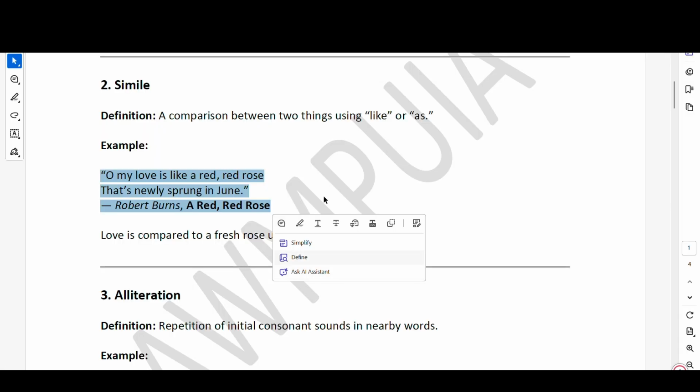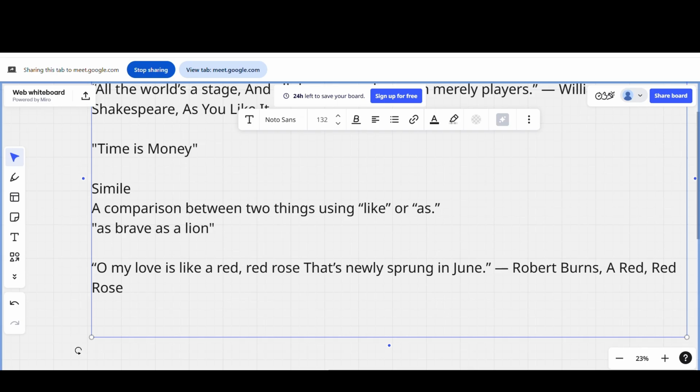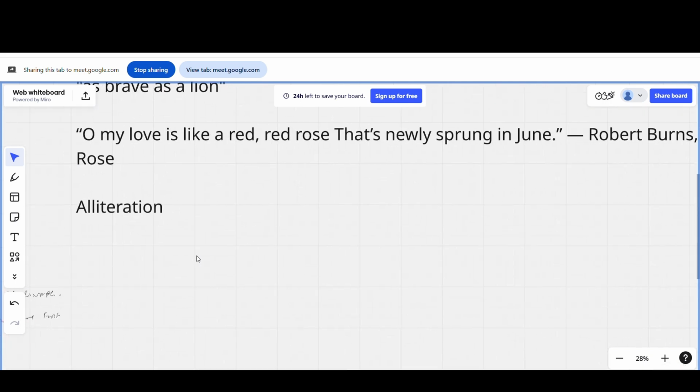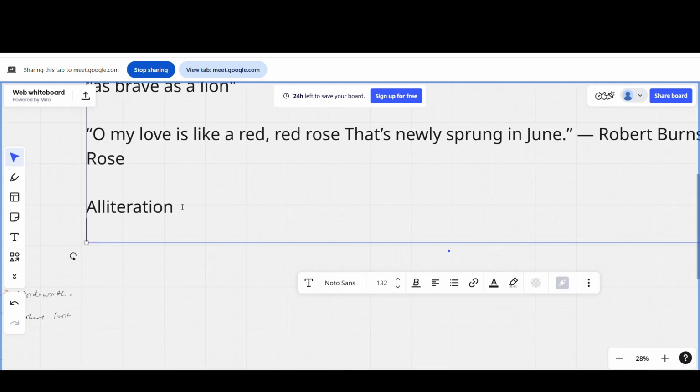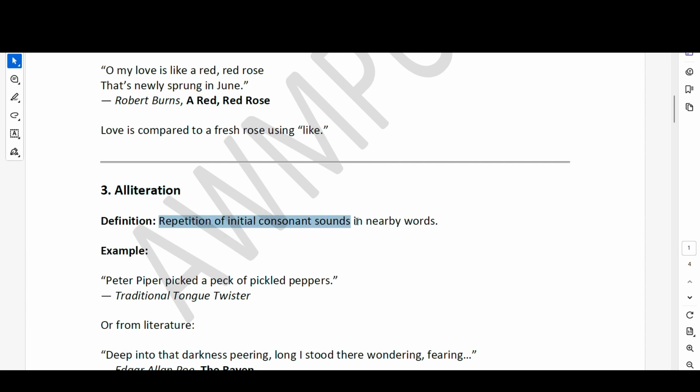Now I'll move on quickly. What do you mean by alliteration? Have you heard the word alliteration before? It's a famous, important literary device. So this is the definition.